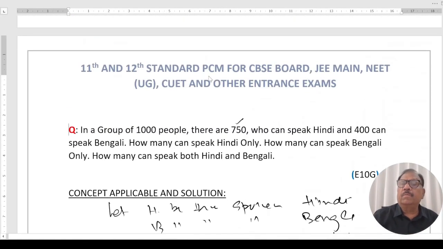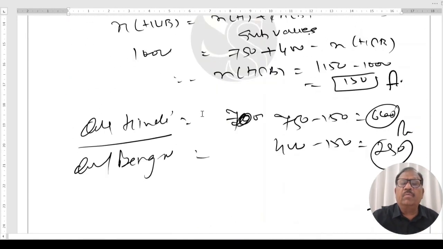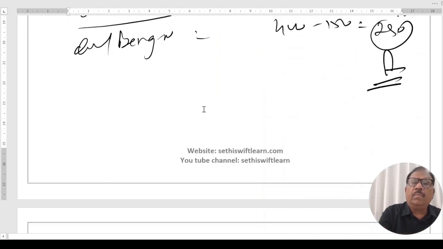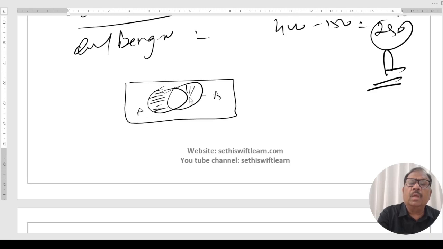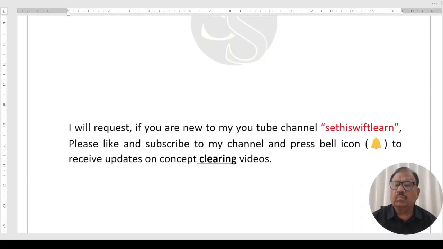In this case, the formula applicable was this. In the Venn diagram, what happens? Suppose this is A, this is B. This region is A intersection B bar, this is A bar intersection B, this is A intersection B, and this is the other region.